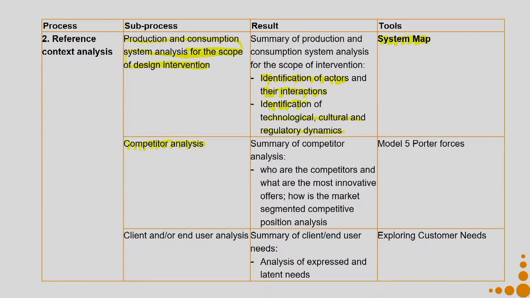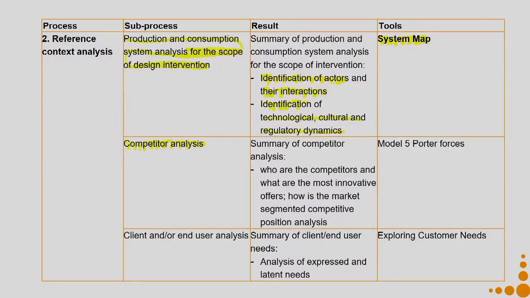Again, as I have mentioned, in design there is no linear process. We keep on iterating. Once I have identified the competitors and done a competitor analysis, I might understand that I have to change my definition of design intervention scope, which is quite normal in the design process. For doing the competitor analysis, first we identify who the competitors are. Then, what are the most innovative offers that they have and how the market is segmented. For competitive position analysis, I use a method called Porter's Five Forces model.